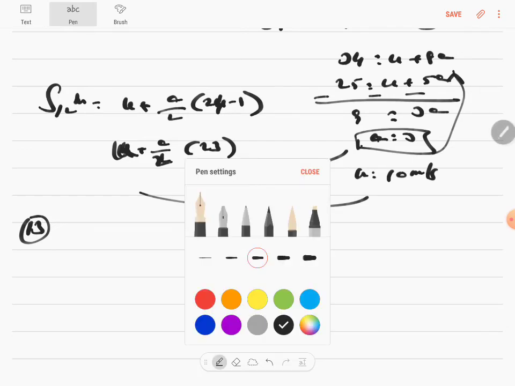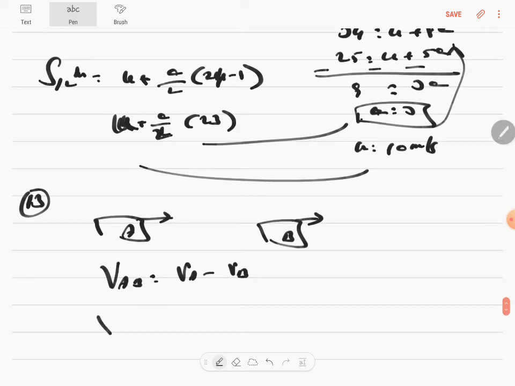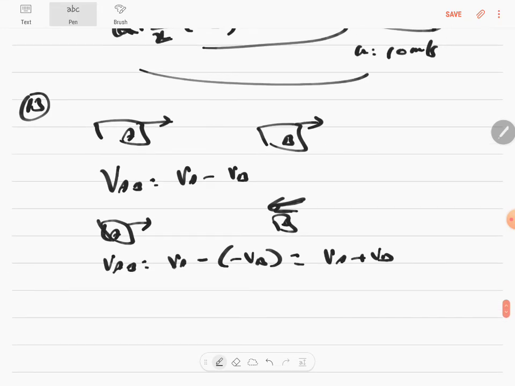You can say this is object A, this is object B. If both of them are traveling in the same direction, if you want velocity of A with respect to B, it's VA minus VB. And if they're coming in the opposite direction, A is like this and B is coming like this, velocity of A with respect to B will be VA minus of minus VB. So eventually it becomes VA plus VB because it's traveling in the opposite direction. That's all I can say about the expression for relative velocity of an object with respect to another.